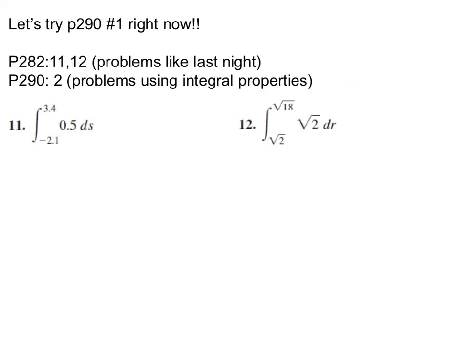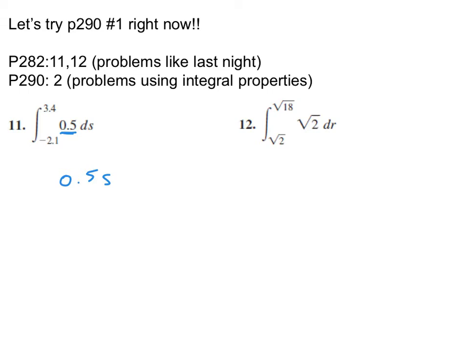So going to do a couple practice problems here. Let's just first refresh. What I'd like to do is evaluate these antiderivatives, or these integrals, I should say. So I've got a constant function of 0.5. So the question is, what's the antiderivative? What function has a derivative of 0.5, or a half? Well, that's going to be 1/2 s.